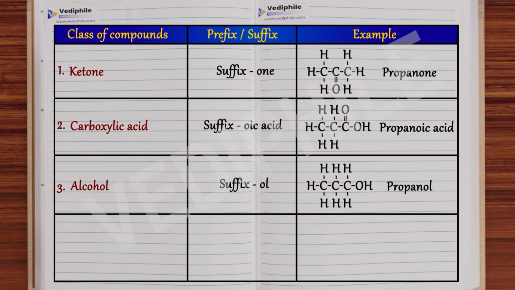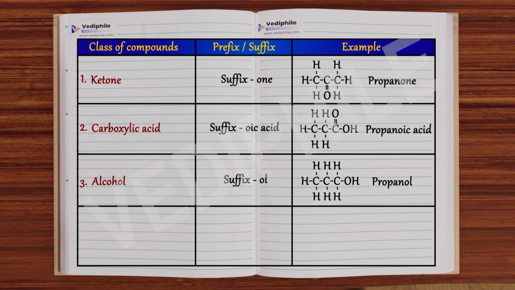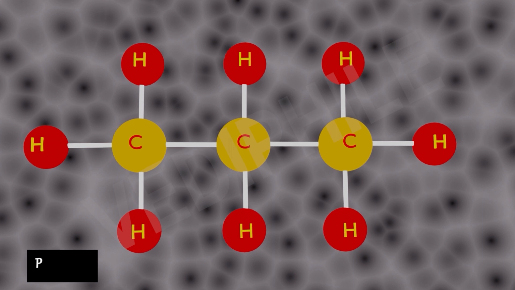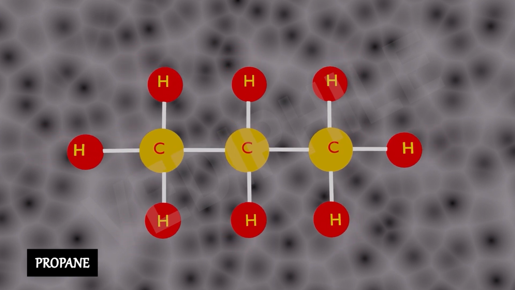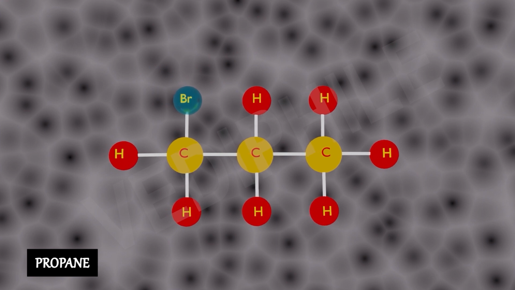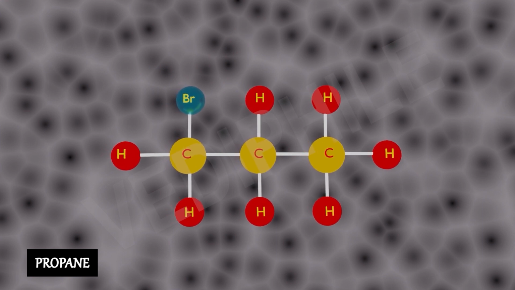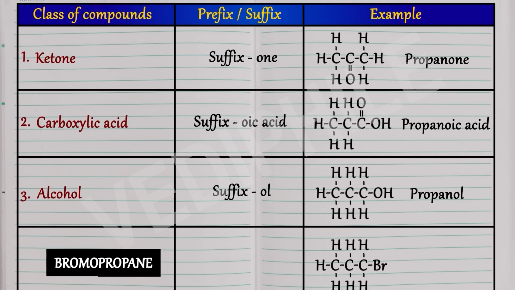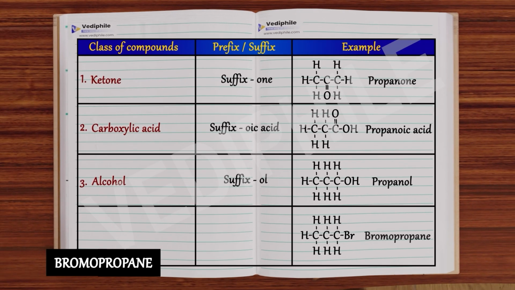So let's see one more example of prefix nomenclature. So here carbon atoms are 3, so it is propane and the functional group is Br, means bromo. So bromo is used as a prefix here. So bromo plus propane means the name is bromopropane. E is not removed and bromo is used as prefix.